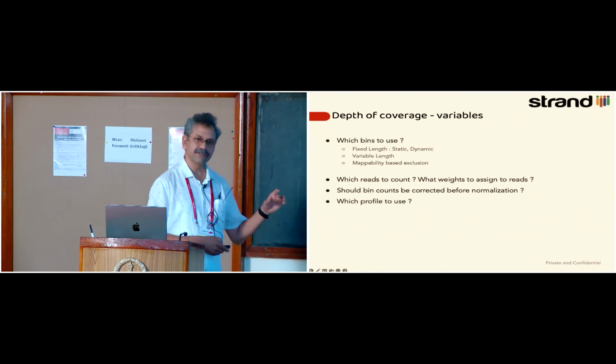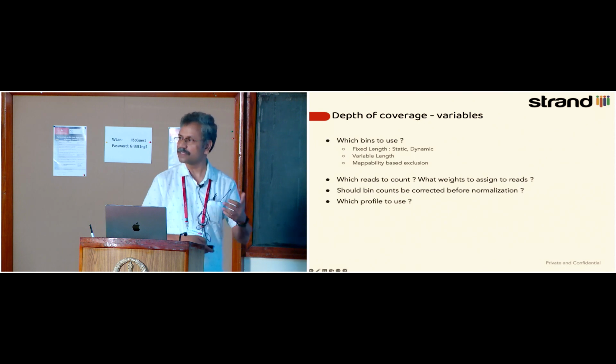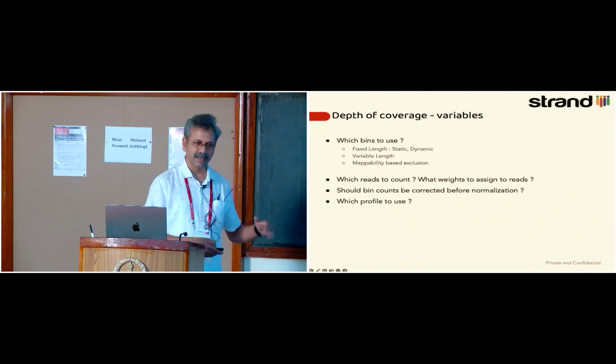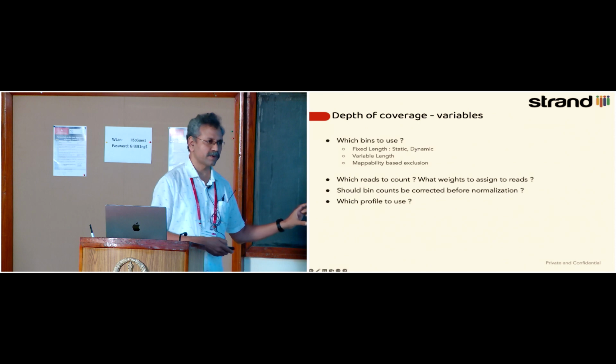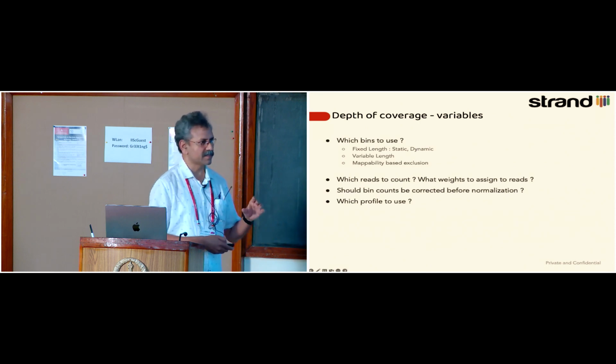And finally, after I've generated my normalized counts, what is the profile that I'm comparing it against? I mentioned that there's a mu and a sigma and a profile. Should it be a gender specific profile? And that's what we do. We'll have a male profile and a female profile. But you could have any number of profiles.